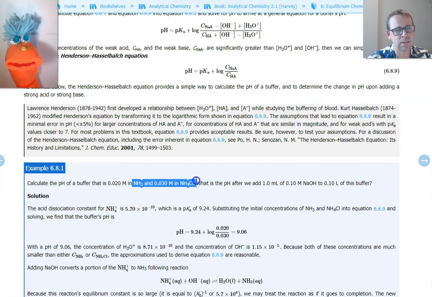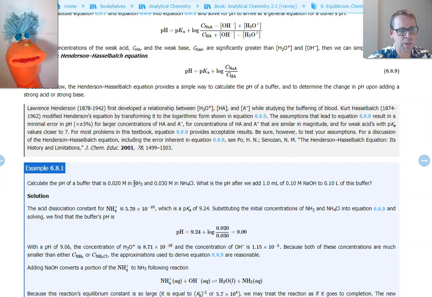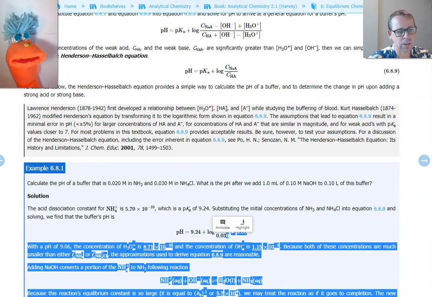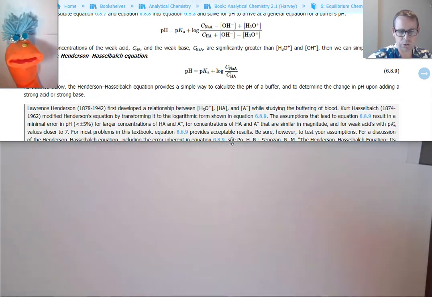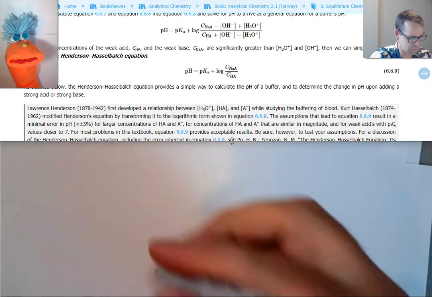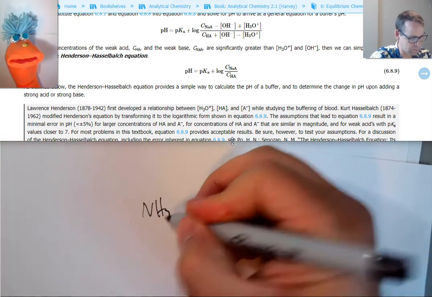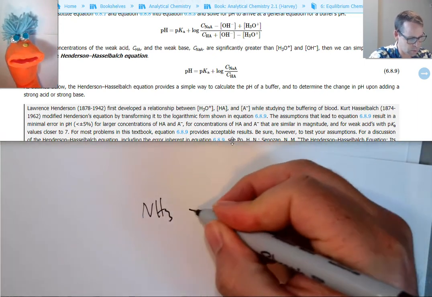Which one of these is the acid? Well, it says right there NH4. Now, if you didn't know that, what you have to do is compare NH3 to NH4 and think about the dissociation, or the equilibrium, between them, NH3 and NH4.